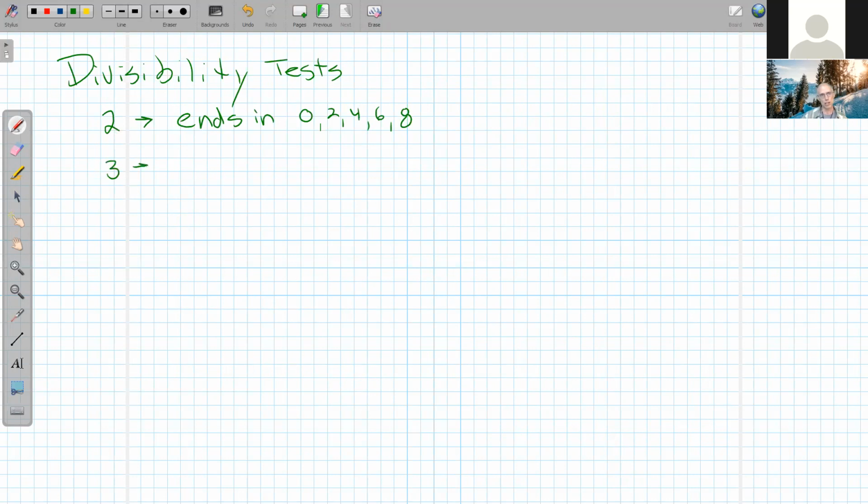For 3, I just wrote on the other one, the sum of the digits is a multiple of 3. So if we happen to recognize that. 4, does anyone know of a test for 4?